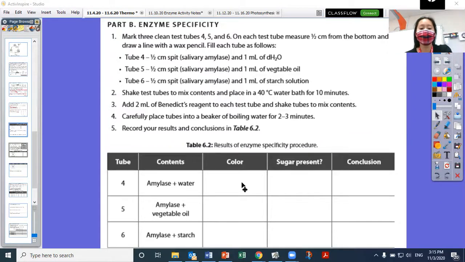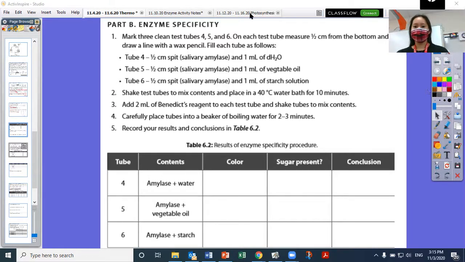And you want to remember that the beginning of the Benedict's test is that the solution is a bright blue color. And then after you put it into one of these test tubes and then heat it up, it's going to turn bright orange or brown if there is sugars present. So let's look at the colors for test tube number 4, which is amylase and water.